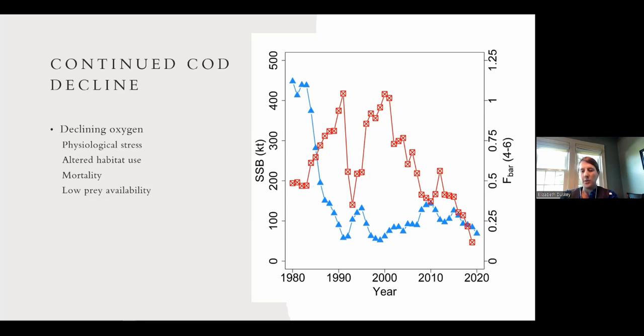Studies on individual fish, many of them incidentally of which are on cod, point to a few major sources of potential decline. These include direct physiological stressors, changes in habitat use, direct mortality exposure to extremely low oxygen, as well as toxins and low prey availability.